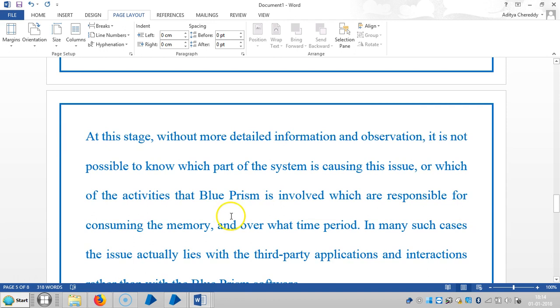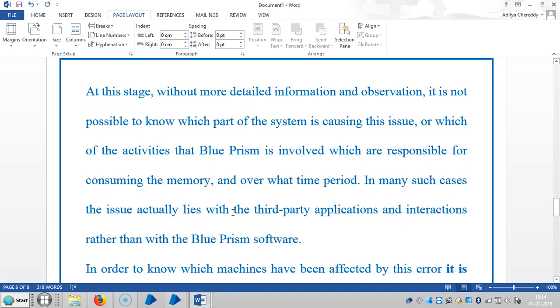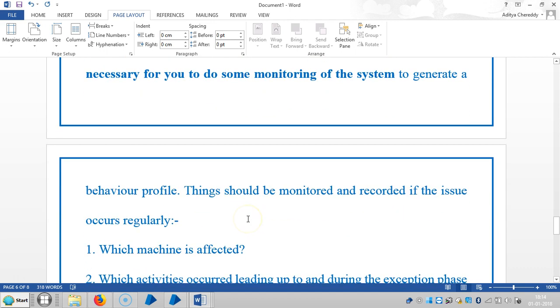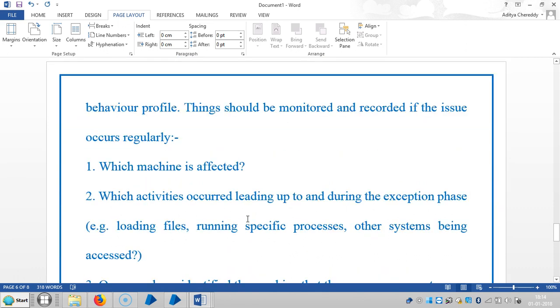In many such cases, the issue actually lies with third-party applications and interactions rather than with the Blue Prism software. And in order to know which machines have been affected by this error, it is necessary for you to do some monitoring of the system to generate a behavior profile. Things should be monitored and recorded, for example, whether the issue occurs regularly.